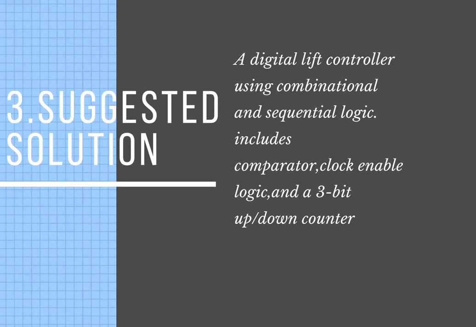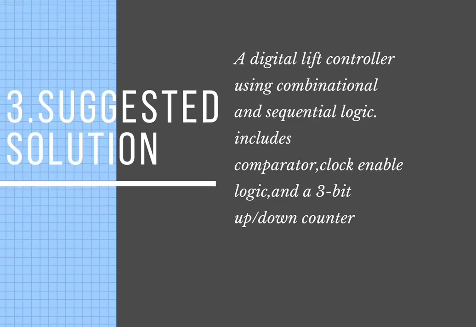Moving on to our suggested solution. To solve the problem of manual operation, we designed a fully digital lift controller that combines two core logic types. First, we utilize combinational logic such as comparator and clock enablers to make real-time decisions. Second, we integrate sequential logic, specifically a 3-bit up and down counter, to act as the system's memory and to track the current floor. By integrating this, the system can intelligently decide when to start, when to stop, and when to change the direction.